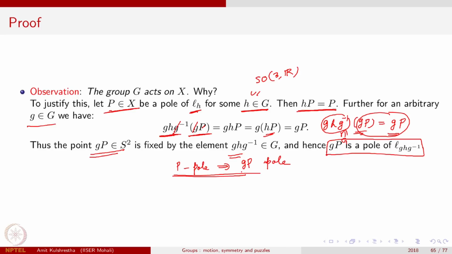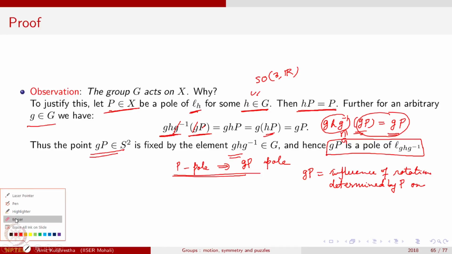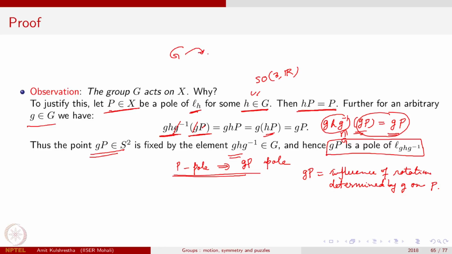So what we have concluded is, if P is a pole, then GP is also a pole. What is the action? It is simply that G, as a rotation, is trying to move P. GP is the influence of the rotation determined by G on P. So that's an action. G acts on poles.